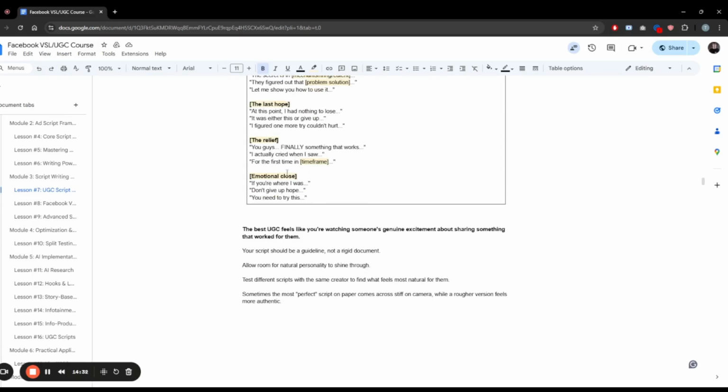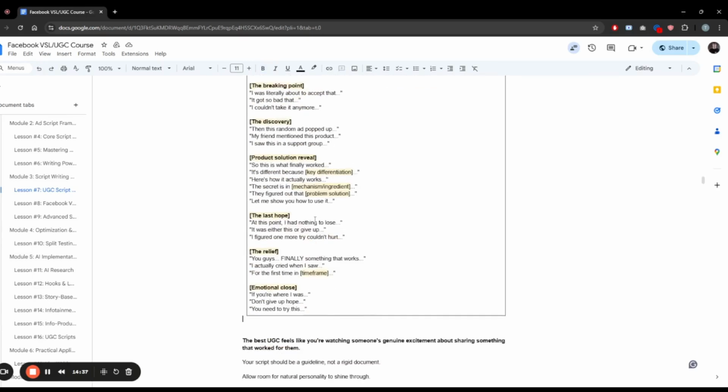And then you have the emotional close. So you can say, if you're where I was, don't give up hope. You need to try this. And that's the third template.